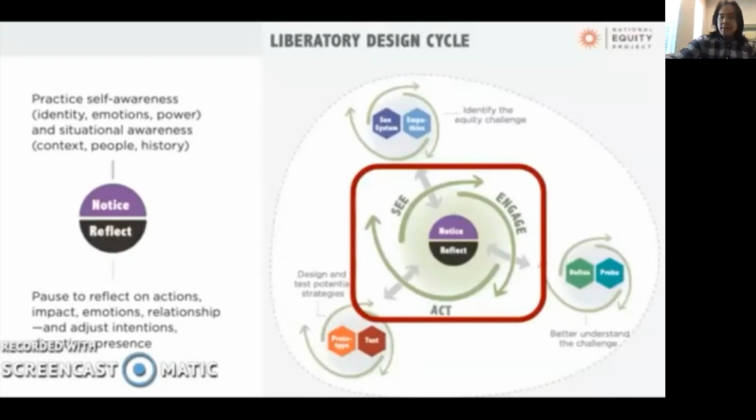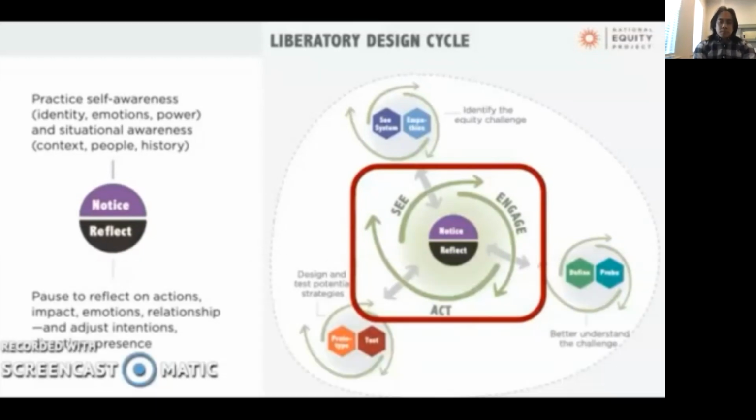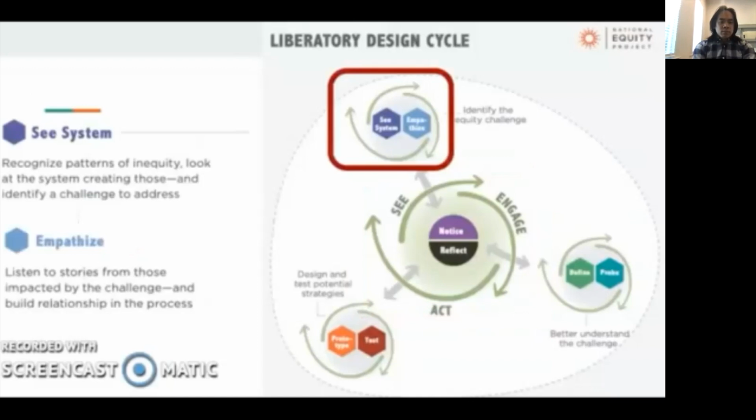Reflection is when you turn your noticings into adjustments of your actions, reflecting by asking questions like, what did I do? What effect did it have? And what am I going to do differently next time? Noticing and reflecting are at the center because they are embedded into every step of the processes that surround them. As we go around the cycle, we're going to start with see system and empathize, both of which are parts of clearly identifying the equity challenge that you're going to try to solve for.